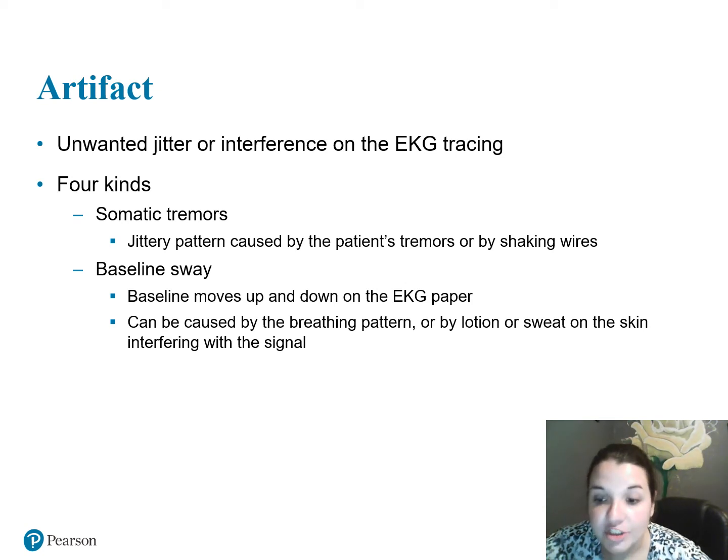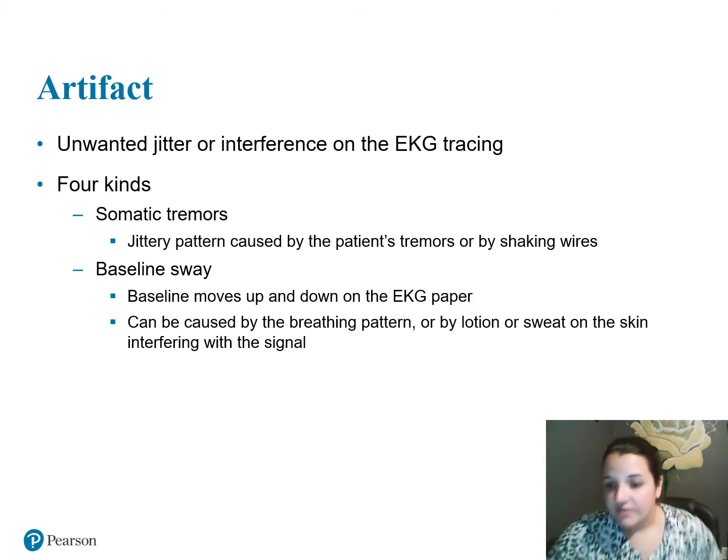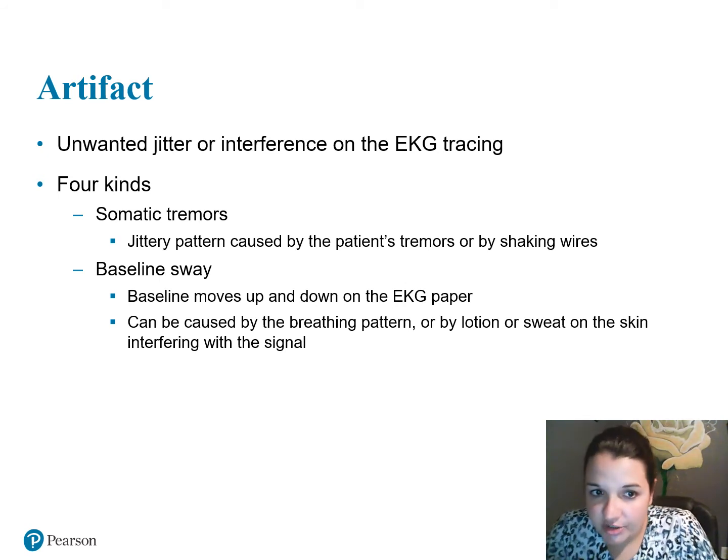In chapter 2, and a little bit in chapter 3, we talked about it, but an artifact is an unwanted jitter or interference on the EKG tracing. And we can have 4 different kinds of artifacts, okay? So the 4 kinds, the first 2 are your somatic tremors and your baseline sway. These are very similar to their definition, so they're not too hard to learn.